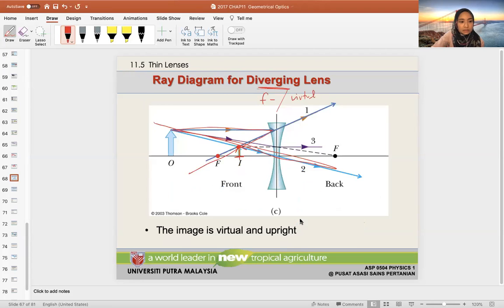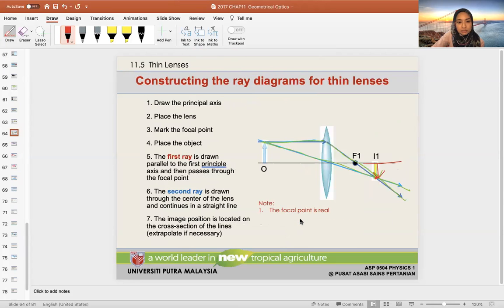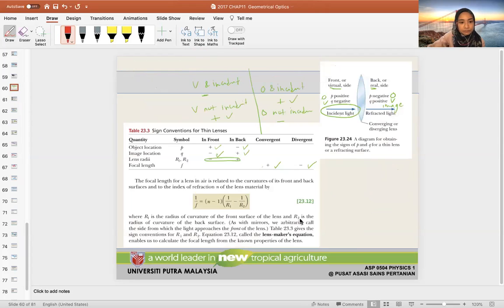Wait, we have that table. Is that related? Object location in front, positive. Image location in front, negative. Image location, if it's at the back, it's positive. Okay, so that is your sign convention for your equation from earlier.